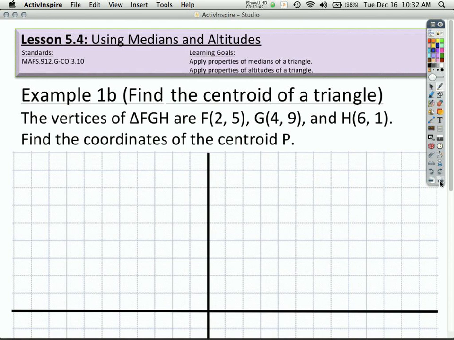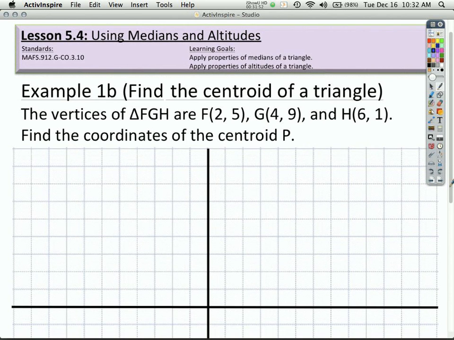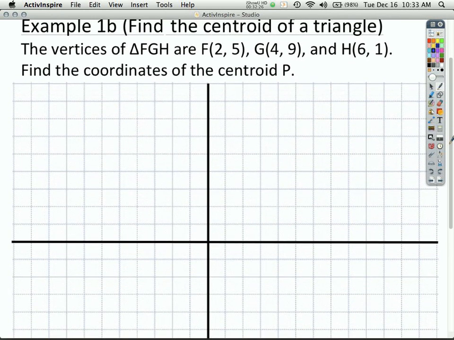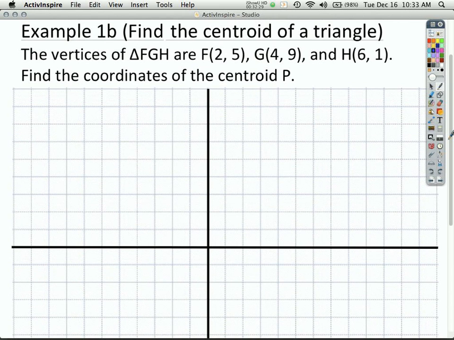Okay, so now let's go a bit deeper. Finding the centroid. So now we're going to work a little bit more deeply. It's going to take us a little bit longer. Finding a centroid. The vertices of triangle FGH are given. Find the coordinates of the centroid P. So we're going to work simultaneously for a little while, and then we're going to talk about a couple things, and then we'll work simultaneously again.